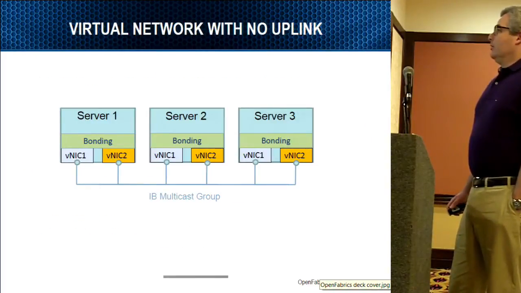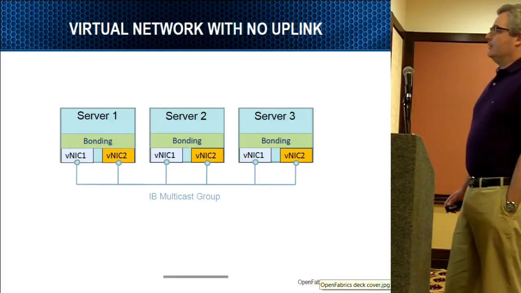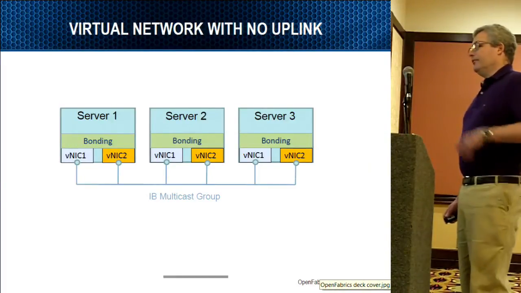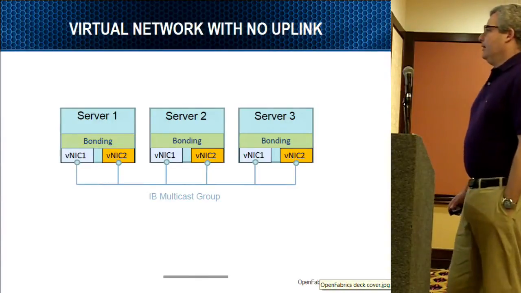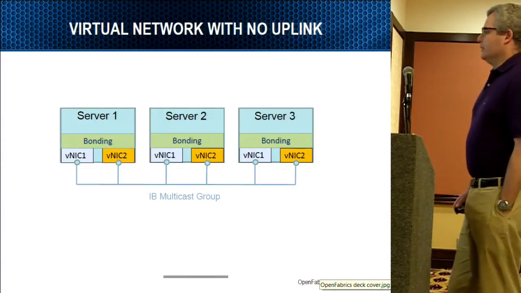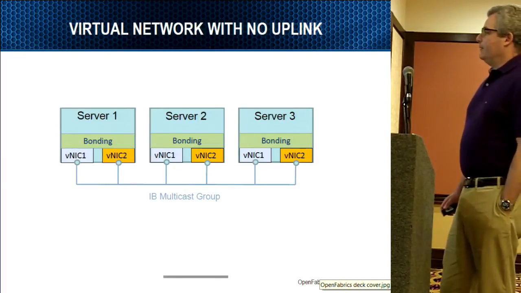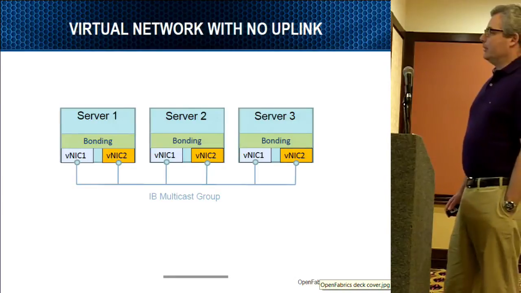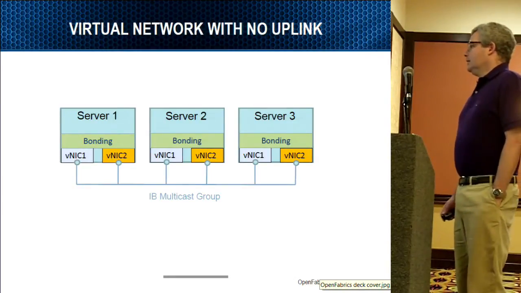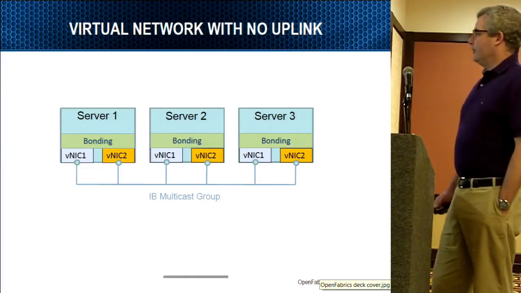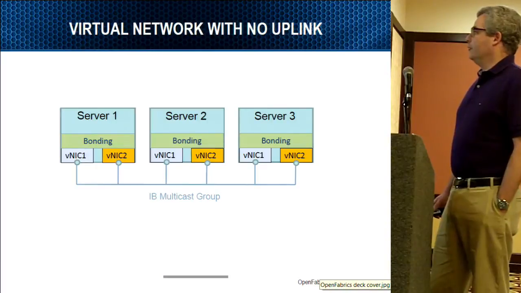So here's an example of a virtual network without an uplink with fault tolerance. You expose these virtual networks on the server as virtual NICs that act basically like a physical NIC. And you can expose, for example, in this case, 2 that are on the same virtual network and use a standard bonding driver on top of that for the redundancy. As you can see here, the broadcast domain is mapped to an IP multicast group.